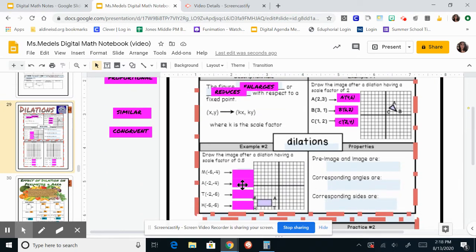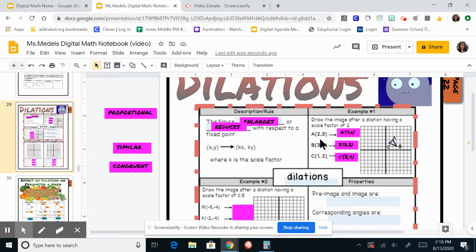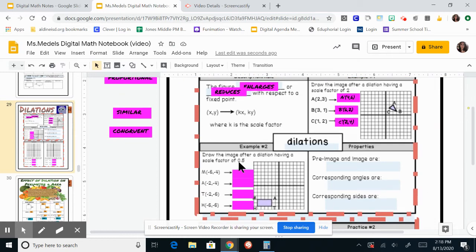So let's look at what happens. One thing I wanted to point out: if I'm going from (2, 3) to (4, 6), (3, 1) to (6, 2), (1, 2) to (2, 4), I should be noticing that my numbers got bigger. Because my numbers got bigger, that means my figure got bigger, or it enlarged. Now let's see what happens when I have a scale factor less than 1. My scale factor is 0.5 and I'm still dilating, so that means I'm still going to be multiplying.